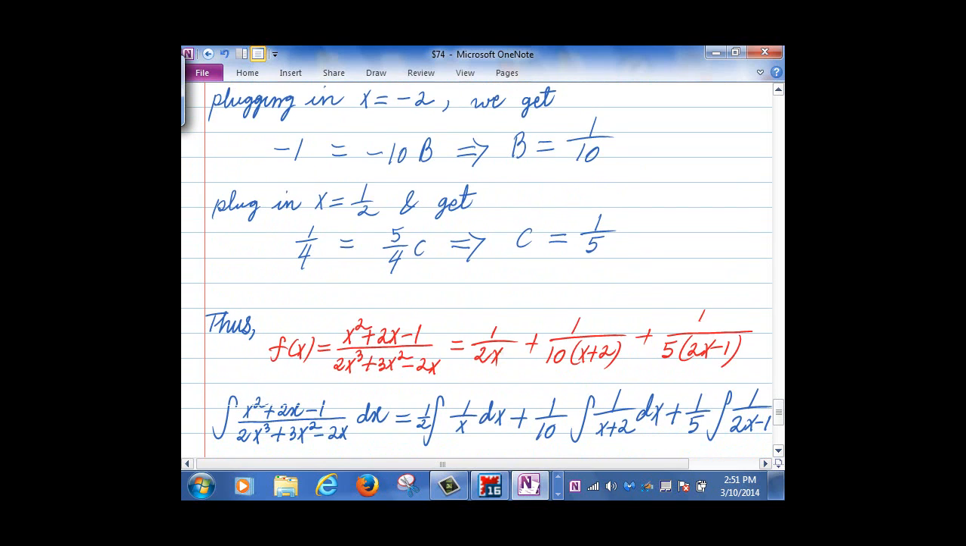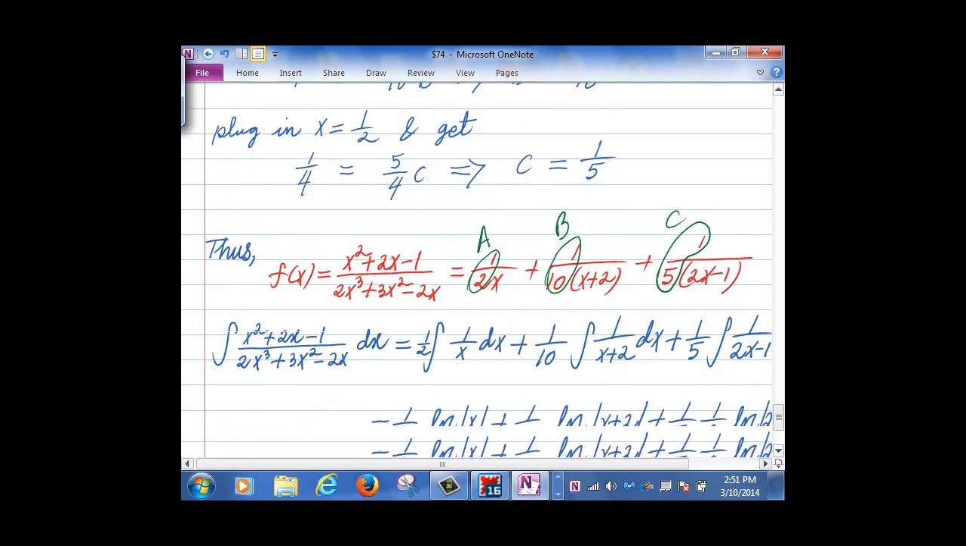A turns out to be a half. B turns out to be a tenth. And C turns out to be 1/5. Again, I'm going to show you later how to find those values. I haven't showed you that.